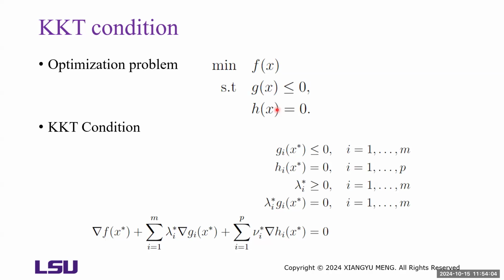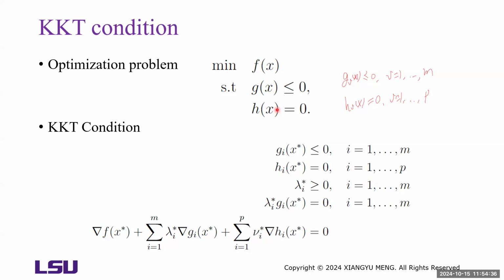So the inequality constraints can be written as g_i(x) less than or equal to 0, i from 1 to m. Let's assume we have m inequality constraints. Then the equality constraints can be written as h_i(x) is equal to 0, i from 1 to p. So let's assume we have p equality constraints.